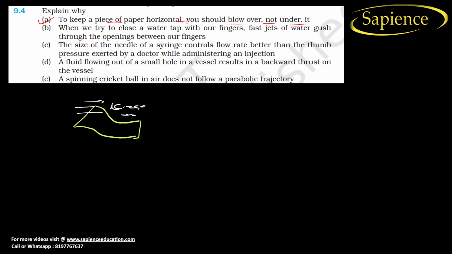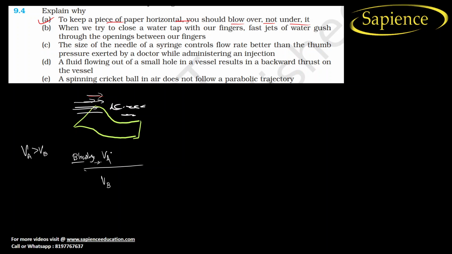Logically, we would think that if we blow air at the top, the paper will go down. But that doesn't happen. Why? Try to understand. If we blow air at the top, the velocity of the air above is v1, and the velocity of the air below the paper, let us consider, is v2. The velocity above will be greater than the velocity below because we are blowing the air.